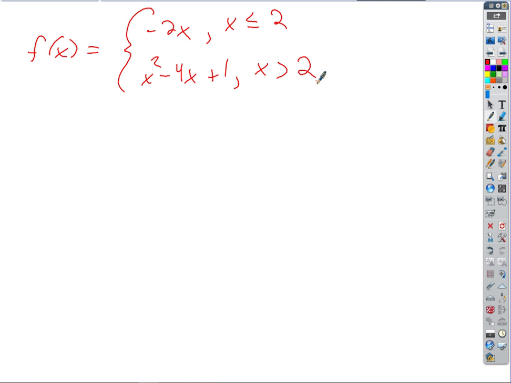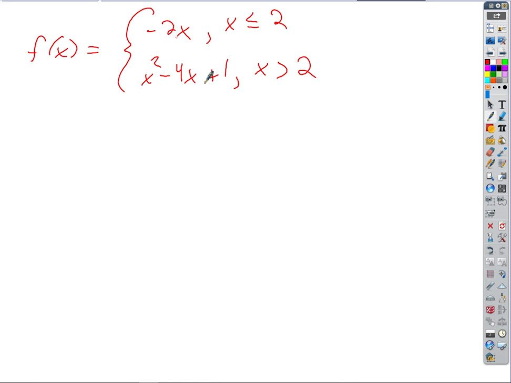What do you think? Approaching 2 from each side. Okay, let's talk about this. So this is a piecewise function. What about negative 2x by itself? Fine. Everybody agree? It's a polynomial, so it's continuous everywhere.